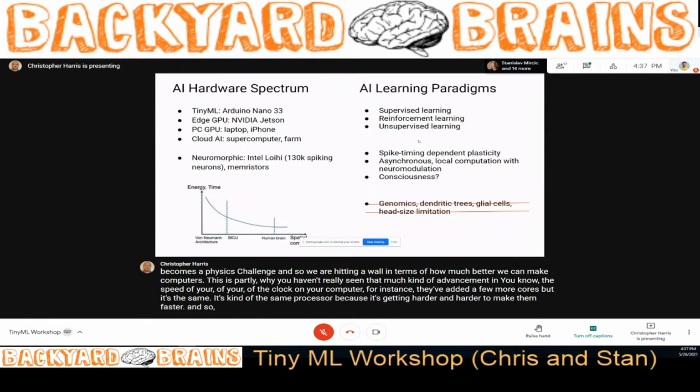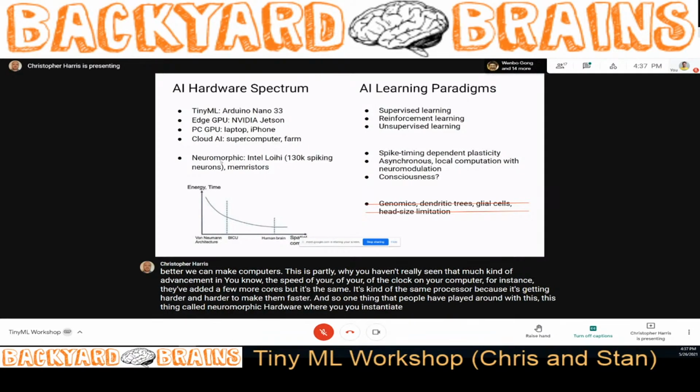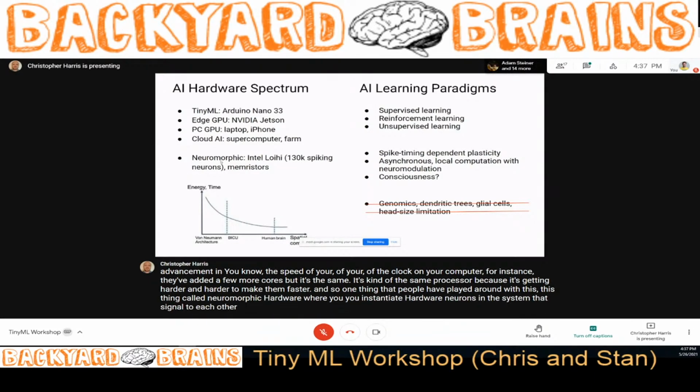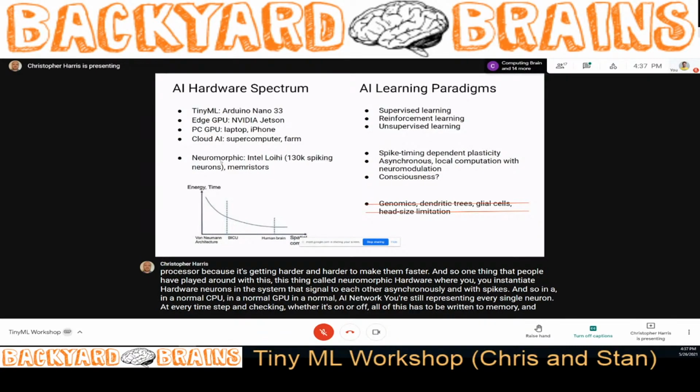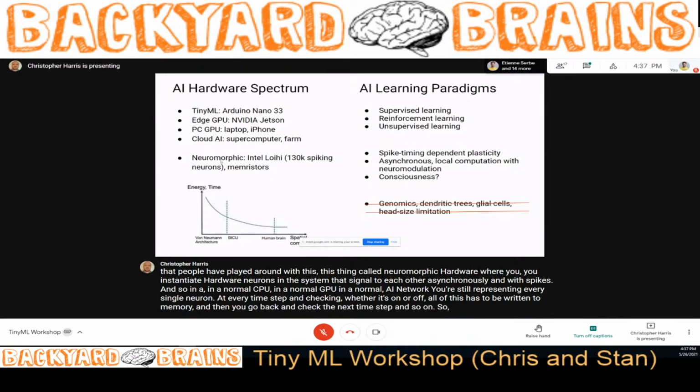And so one thing that people have played around with is this thing called neuromorphic hardware, where you instantiate hardware neurons in the system that signal to each other asynchronously and with spikes. In a normal CPU, in a normal GPU, in a normal AI network, you're still representing every single neuron at every time step and checking whether it's on or off. All of this has to be written to memory, and then you go back and check the next time step and so on. So there's a lot of unnecessary overhead there.